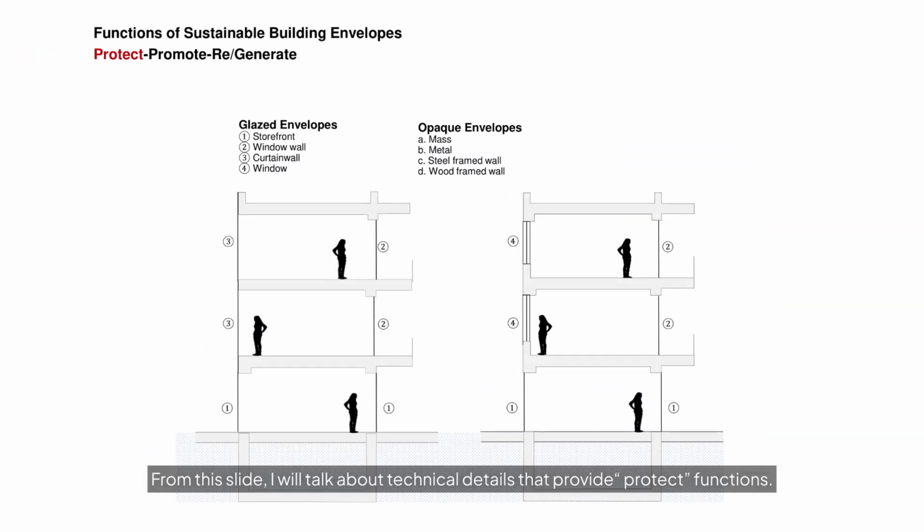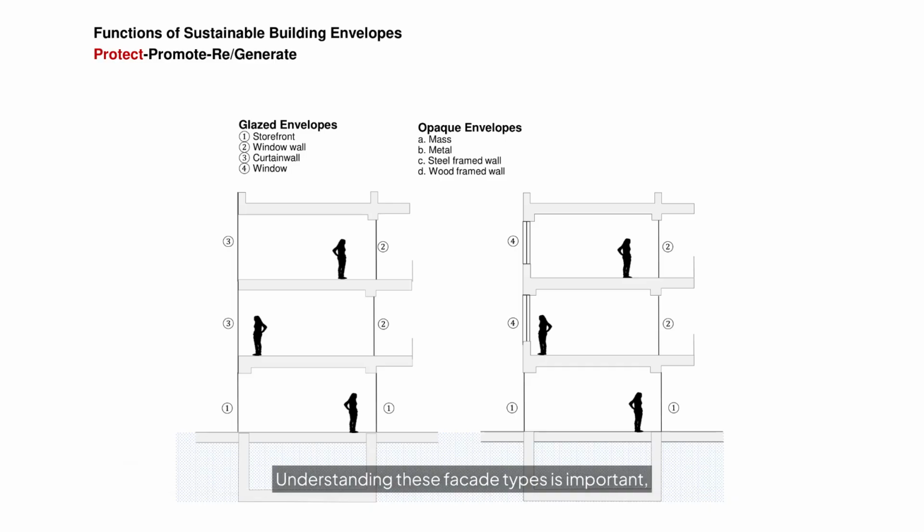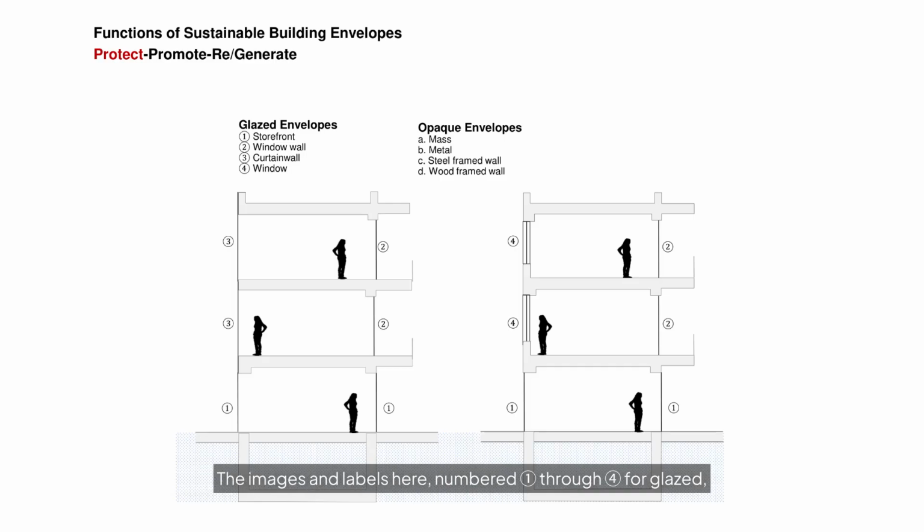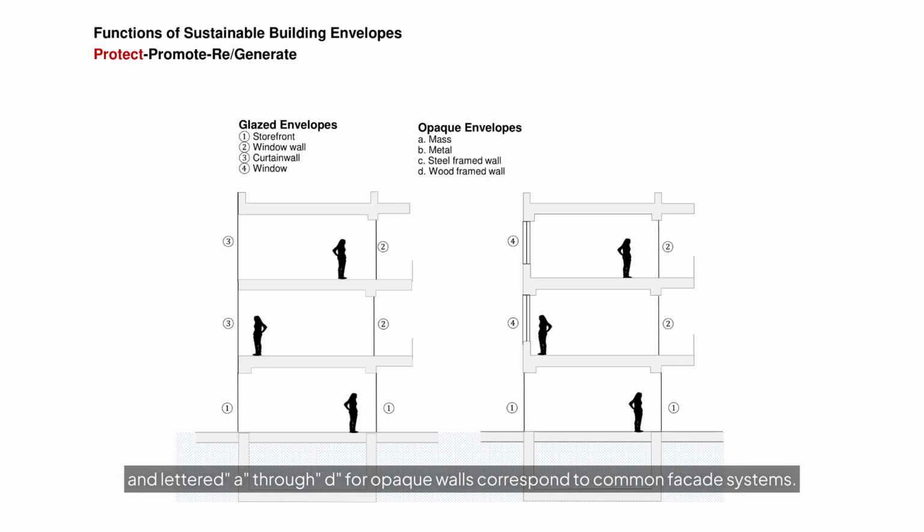From this slide, I will talk about technical details that provide protect functions. The basic types of building envelopes include glazed and opaque building envelopes. Understanding these facade types is important because the strategies for protecting can differ between a glazed enclosure and a solid wall. The images and labels here, numbered 1 through 4 for glazed and lettered A through D for opaque walls, correspond to common facade systems.